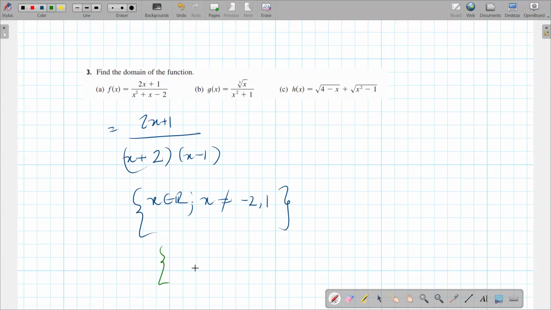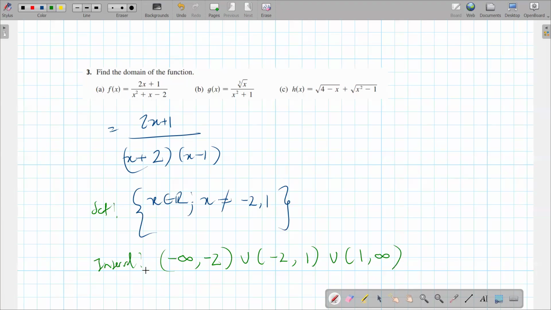If you want the domain in the interval notation, it's going to be a little bit trickier. So in the interval, it'll look like this. From negative infinity to negative 2 exclusive, union, negative 2 to positive 1 exclusive, union, 1 to positive infinity. So that's what it's going to be in interval notation.